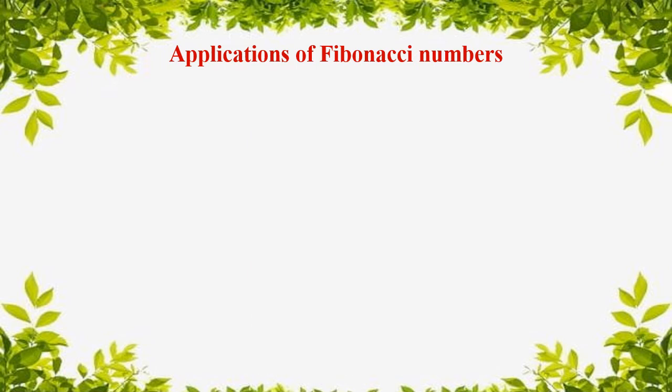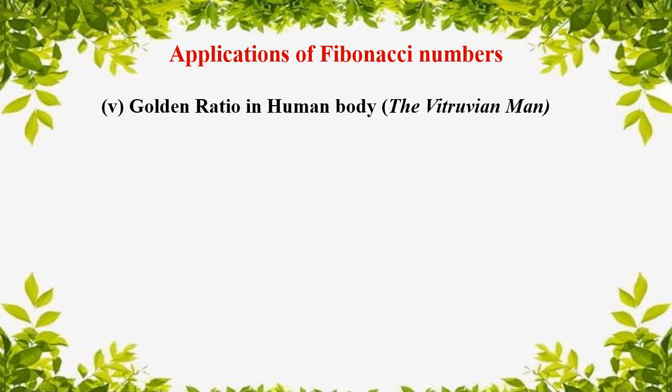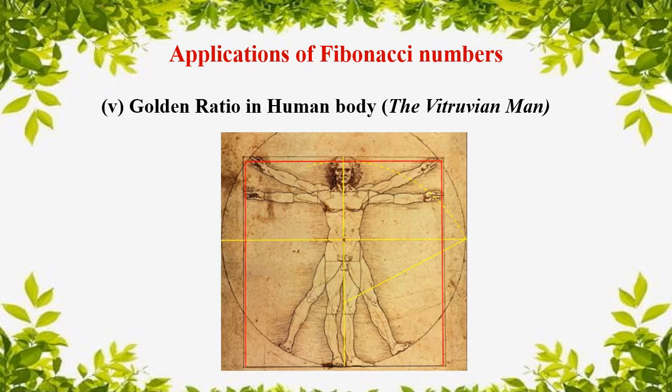So the next example is Da Vinci's most famous art, the Vitruvian Man. The Vitruvian Man, meaning man in action, is the drawing of a man inscribed in a circle. The height of the man is in golden proportion from the top of his head to the navel and from his navel to the bottom of his feet. The Vitruvian Man illustrates all of the divine proportions within the human being.